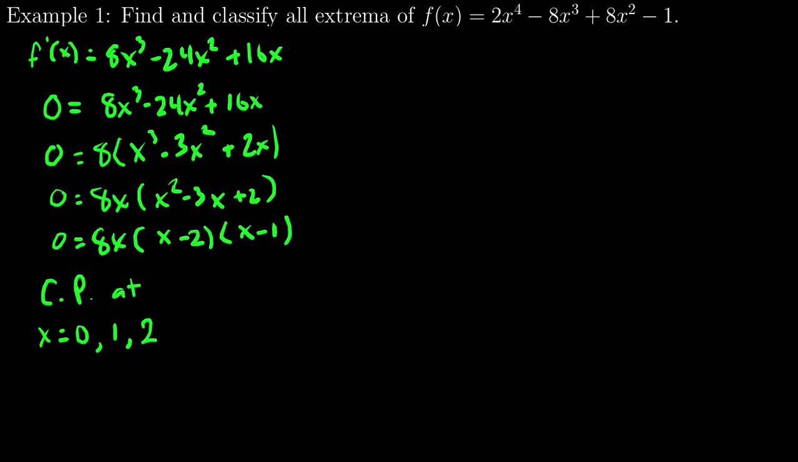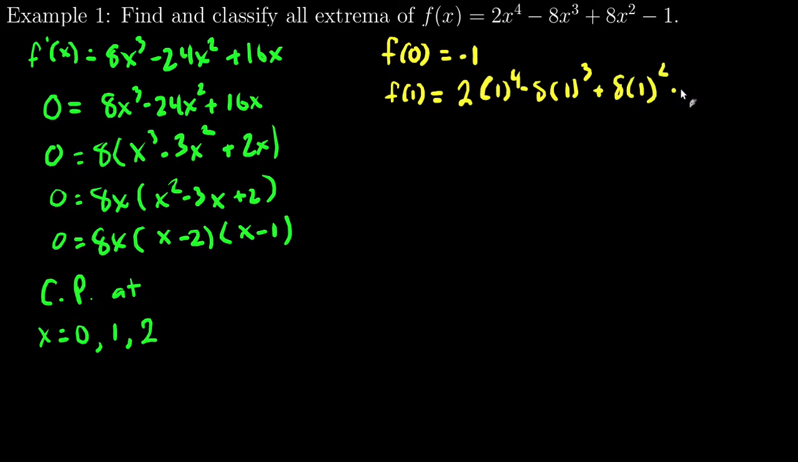And I can actually figure out where they are now by plugging them in. So f of 0, well, that's pretty easy. 2 times 0 to the fourth minus 8 times 0 cubed plus 8 times 0 squared minus 1, so that's going to be negative 1. F of 1 is not too bad, but I'll write it out to show a little bit more work. So 2 times 1 to the fourth minus 8 times 1 cubed plus 8 times 1 squared minus 1. And so this will be 2 minus 8 plus 8 minus 1, so that's going to be 1.